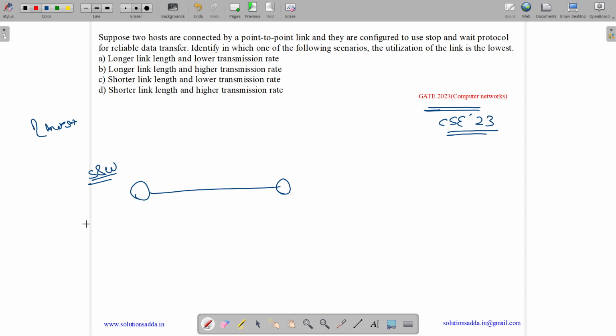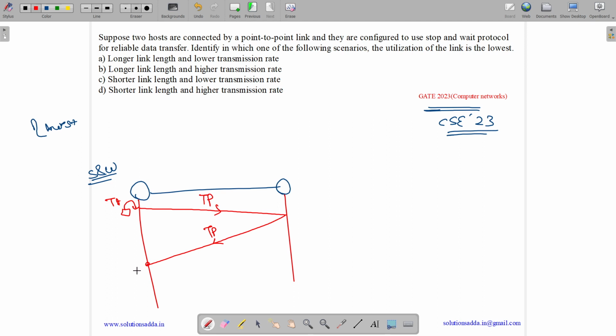Okay, so first of all, let us briefly analyze stop and wait. In stop and wait, if we have a packet, we first transmit the packet using TT, which is transmission time. Then the packet propagates using TP time, which is propagation time, to the receiver, and then the acknowledgement comes back using TP time. After getting the acknowledgement, we send another packet, taking TT time. So this is stop and wait, as we stop and wait for the acknowledgement.